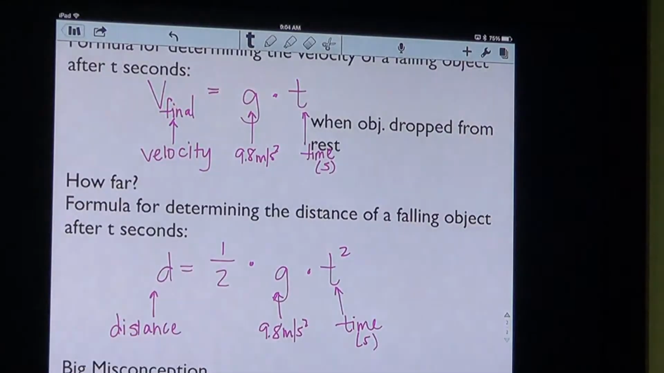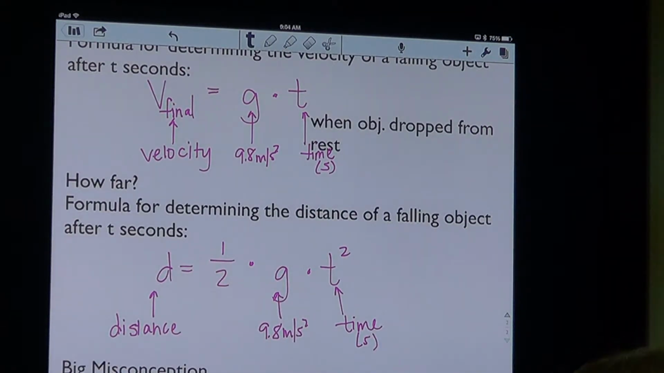Where's your calculator? Somebody? Oops. Oh, you broke it. I know. Oh wait.